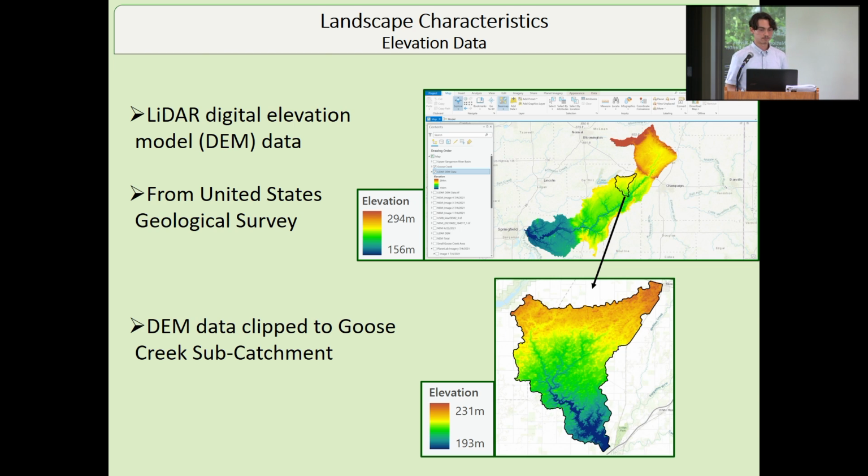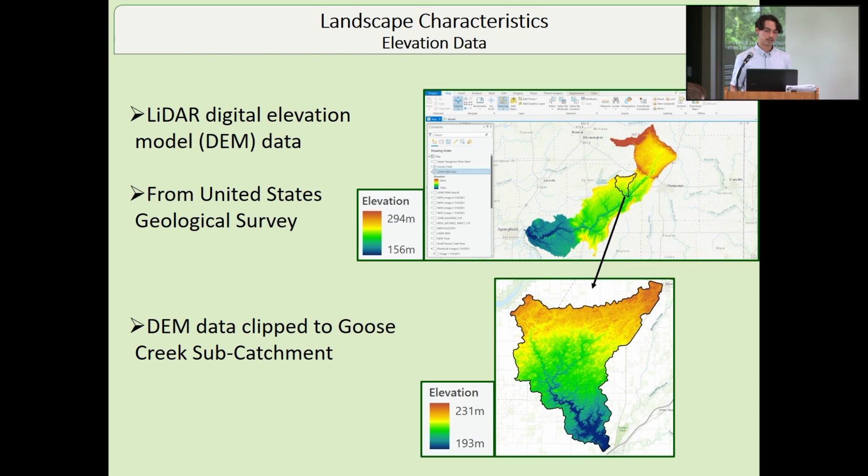It's basically just downloading elevation data from the United States Geological Survey using LiDAR digital elevation models. LiDAR is a sensing technology that uses a laser to detect the ground, how long it takes to reach the ground, and then we get a number for the elevation. The scale here is 156 meters through 294 meters above sea level.